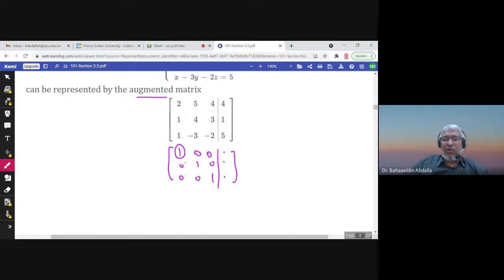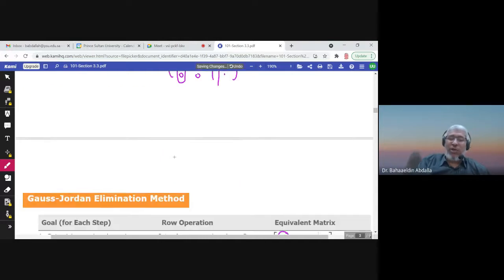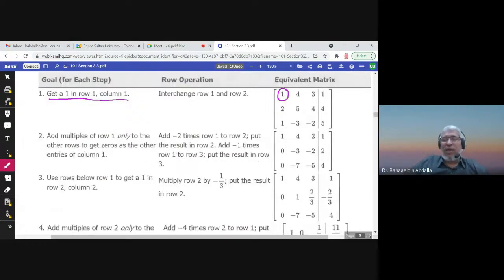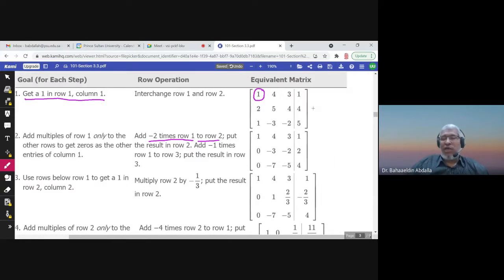Step 2, now we need to make these numbers zeros using this one. Okay, using this one here, which we made in step 1. So how to make zeros? We use operation 2. We add a multiple of row 1 to row 2 and a multiple of row 1 to row 3, and we make them zeros. So the operation here we used is negative 2 times R1 plus R2. We multiply row 1 by negative 2 and add it to R2 and put the result here in row 2.